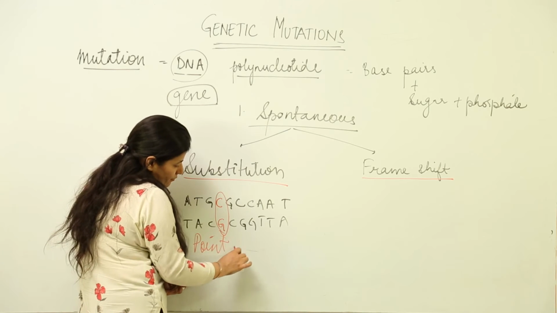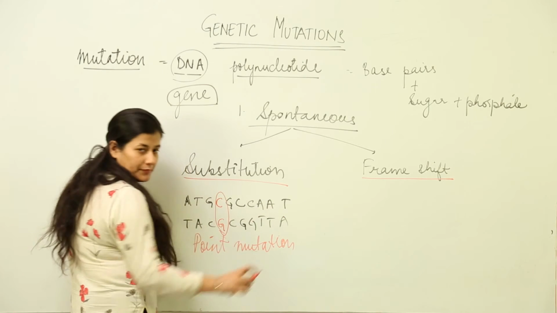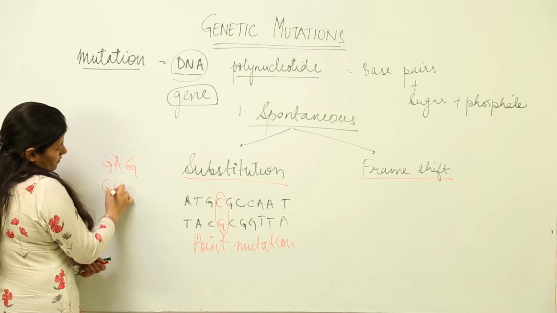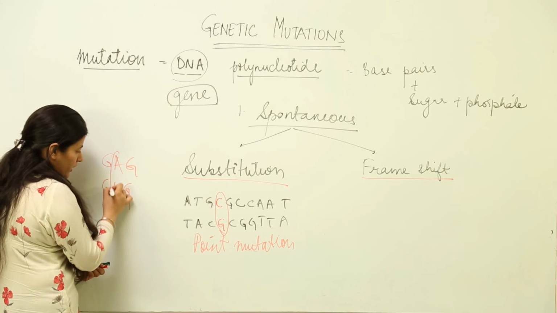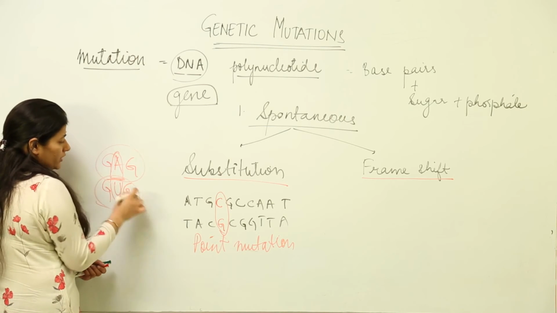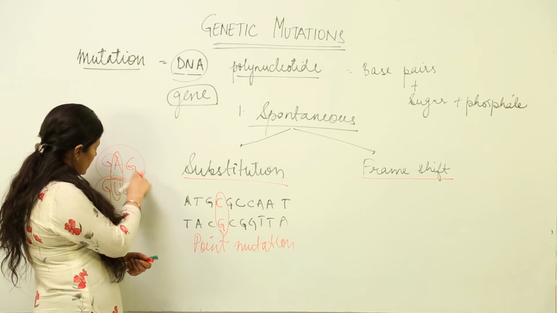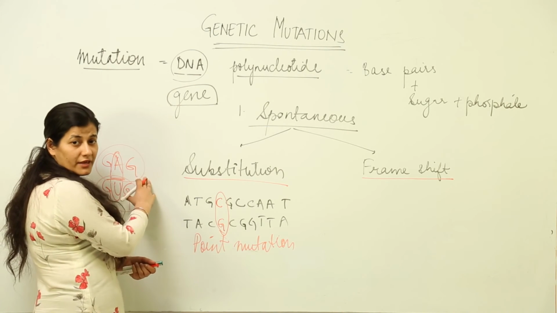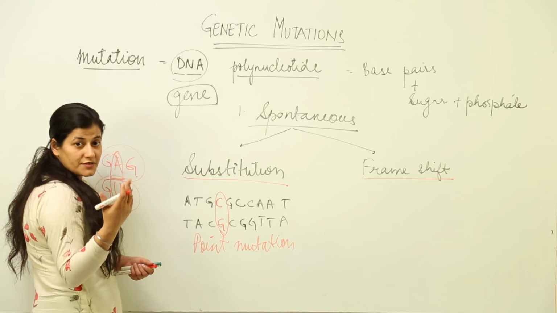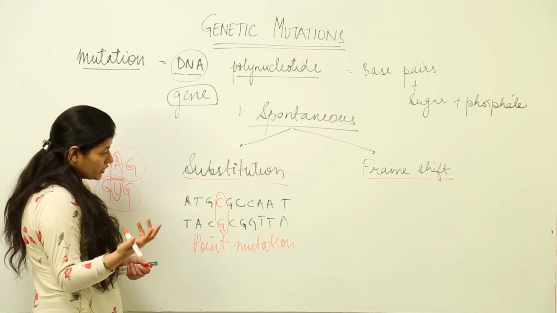One classic example of point mutation is sickle cell anemia, where GAG is replaced by GUG. This single change from A to U, in terms of amino acid sequence I am talking, replaces glutamic acid with valine, and that is responsible for giving a sickle cell shape to the RBC. So you see, one point change is bringing so much change in the entire body composition.